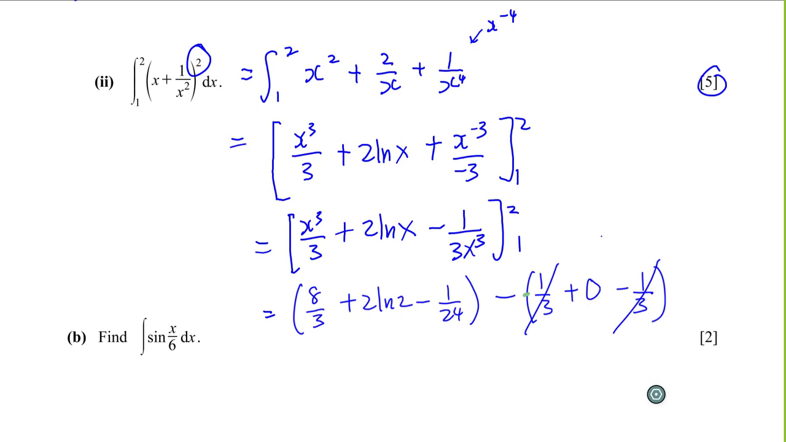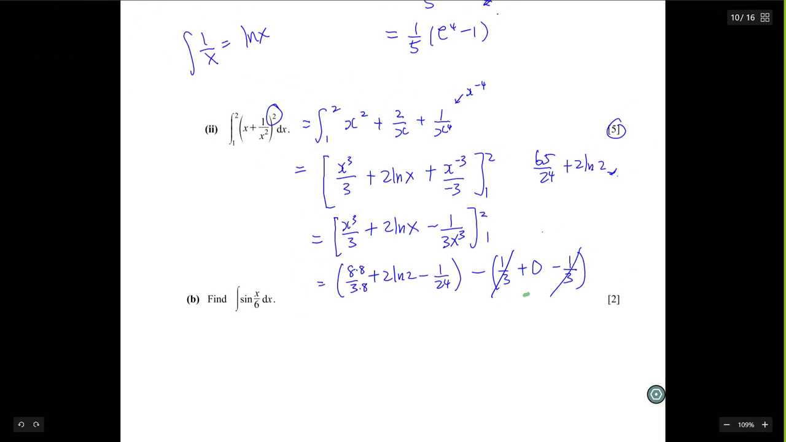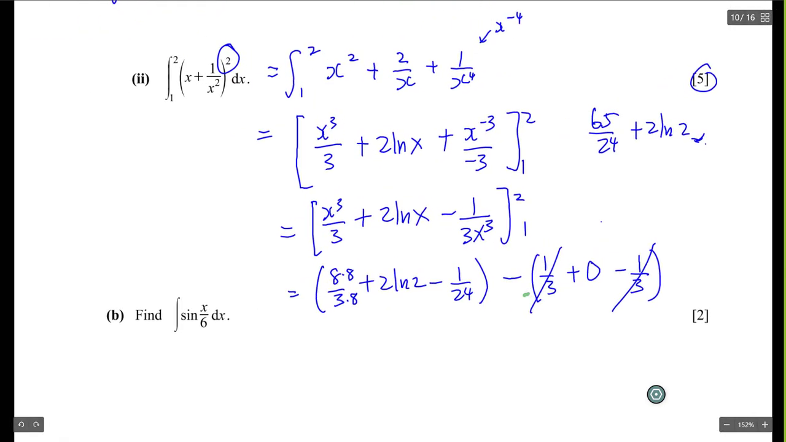So you just need to solve this part. Same denominator, multiply 8, multiply 8. So this is 64 minus 1 will be 65. So it will be 65 over 24 plus 2 ln 2. Yeah, it's kind of weird here. Did I make any mistake here? Oops, let me see.